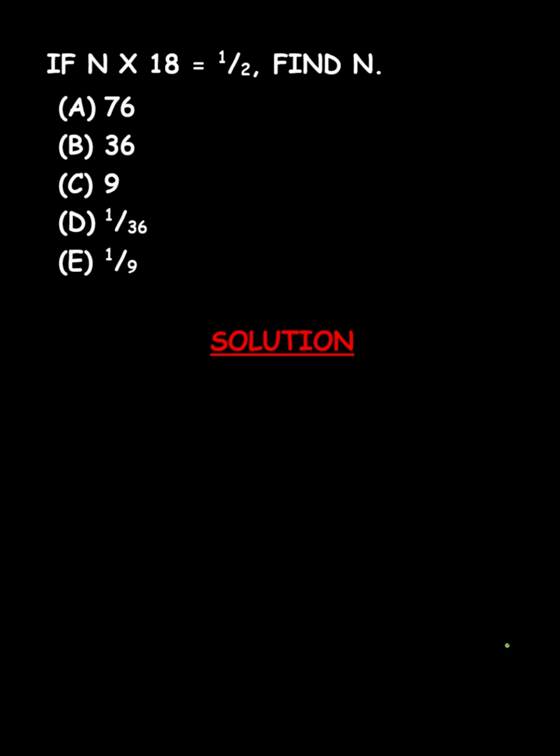If n times 18 is equal to 1 over 2, find n. A. 76. B. 36. C. 9. D. 1 over 36. E. 1 over 9. Solution.